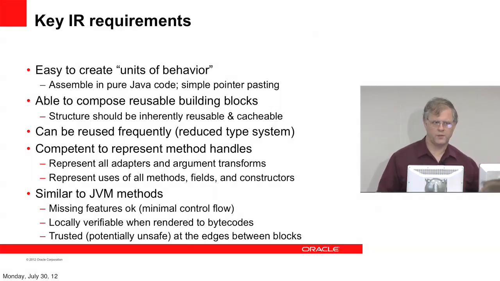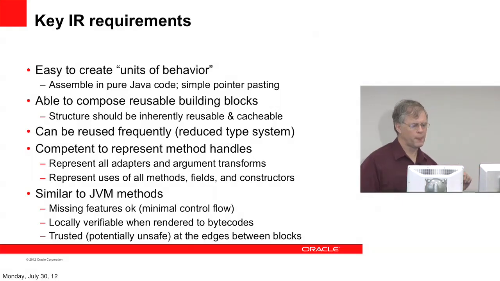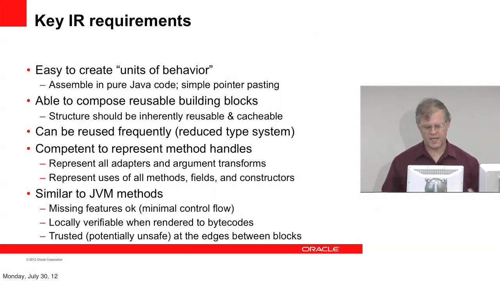We want to be able to compose these blocks together and reuse the composed pieces. So they should be designed to be multiple purpose from the start. And we want to be able to reuse them without worrying too much about all the details of Java's static type system and the JVM's verifier. So we make certain loopholes in them that enhance reusability at the expense of safety. That means this is currently a trusted only intermediate representation. And of course it has to be fully competent to do everything that method handles and invokedynamic do.